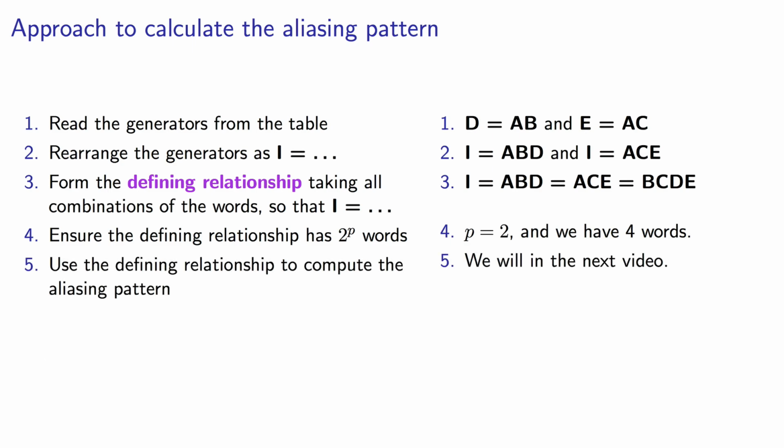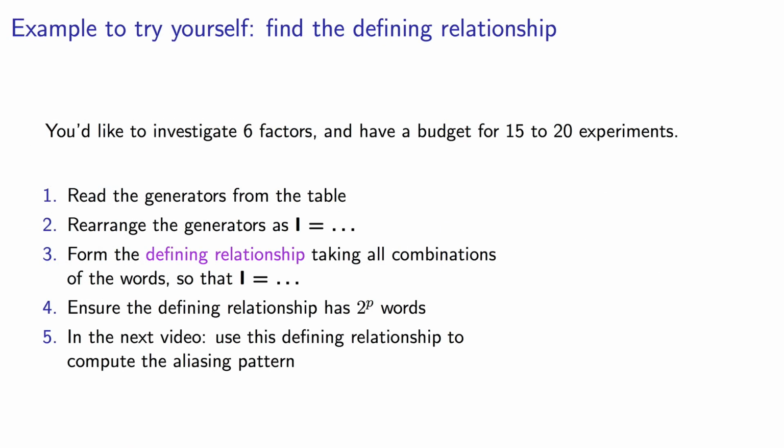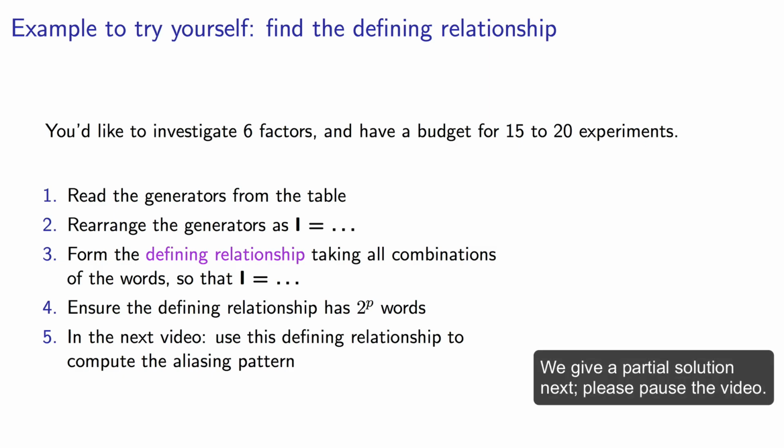But before we wrap up, are you brave enough to try this yourself on a different example? Practice makes perfect, so consider a system with 6 factors and running 16 experiments. Your task is to write out the complete defining relationship for that case. First, write out the rearranged generators from the trade-off table. Then take all the combinations. Are you sure you have the correct number of words in your defining relationship? Prepare to pause the video. The solution is going to be shown shortly.